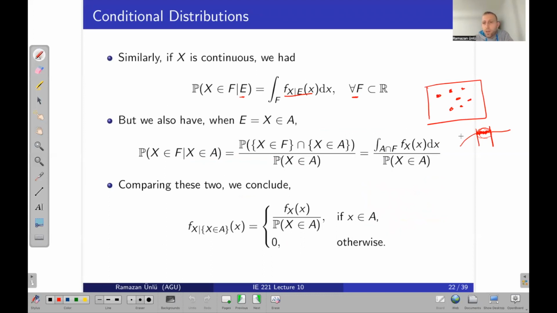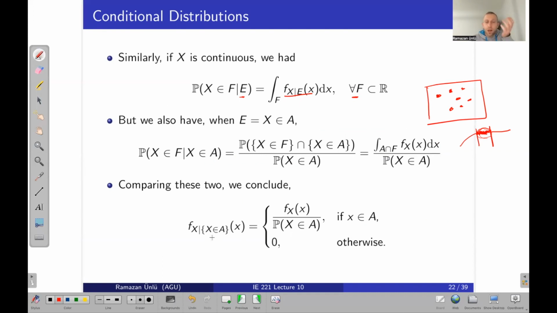Otherwise, 0. So if x takes values outside this region, the probability will be 0, because we are given information that tells us x is coming from this region, okay? If it is outside of that region, the probability will be 0. So otherwise that will be 0.